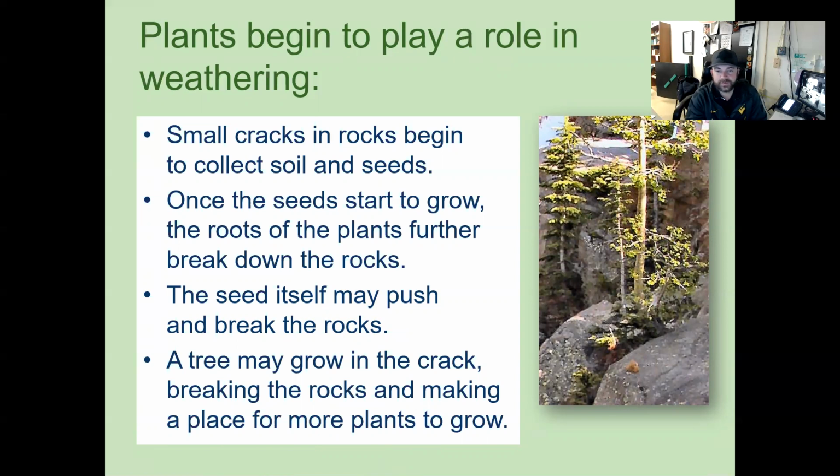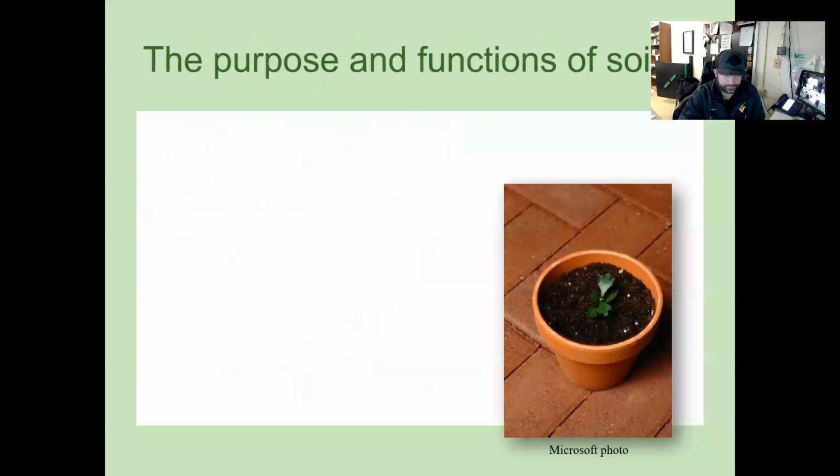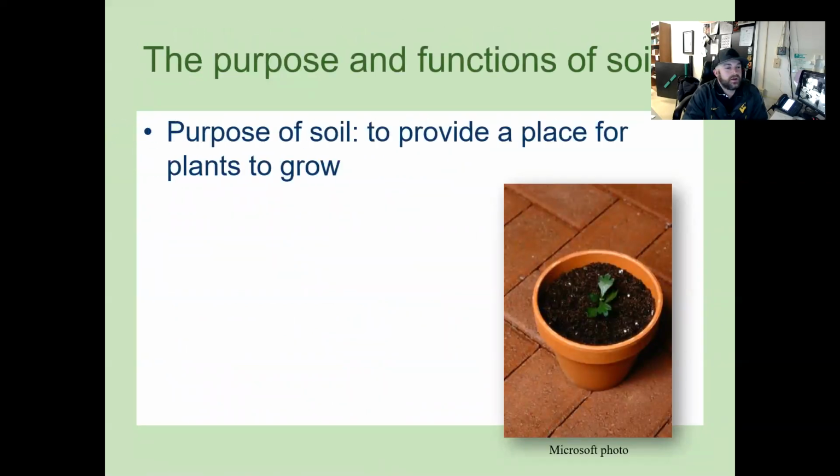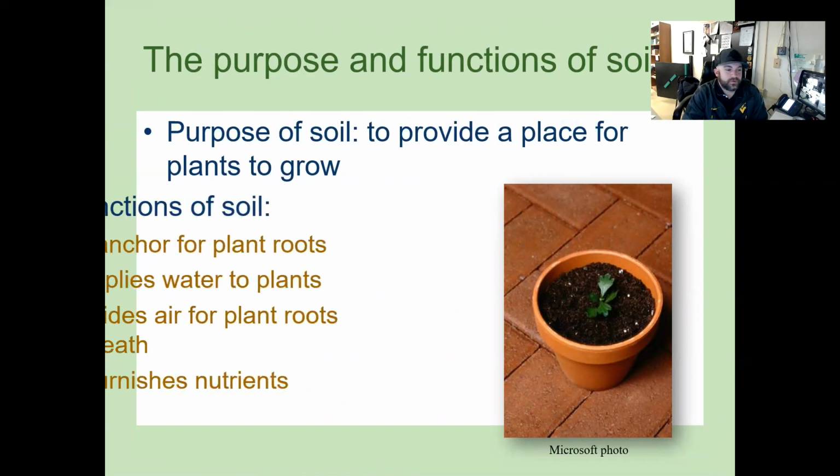If we take a look at the picture here on the right, we can see some different trees and plant life growing up out of these rocks. So don't think plants can't grow outside of a normal soil environment. We can get plants to pretty much grow anywhere, especially on rock formations, where you see succulents coming out from those. The purpose and function of soil is to provide a place for plants to grow.